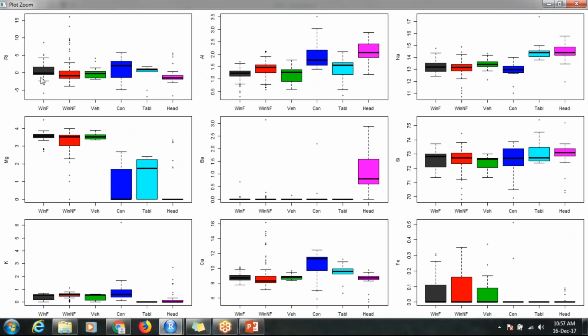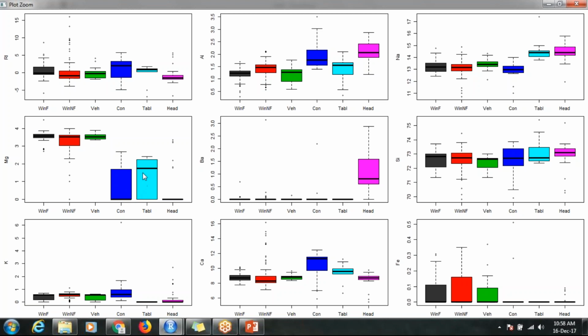So here, as I was saying, for refractive index, across all the glasses I have, it is more or less the same variation. Here, for head, aluminum content is quite higher, and also for con, aluminum content is quite high. For the others, it's more of the same trend, but sodium is quite higher in table and head. Magnesium, I have higher content in these types of glasses, but otherwise magnesium content is low here.